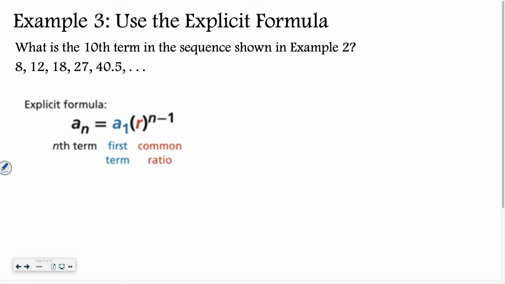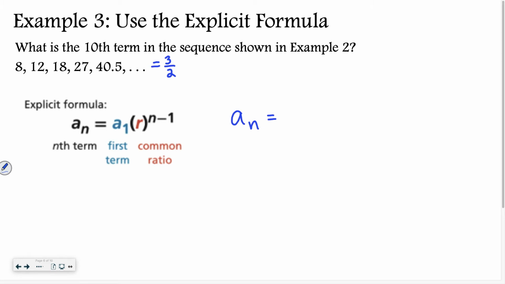Okay? So again, we're using that same sequence, 8, 12, 18, 27, 40.5. So that means that my ratio is the same. It's still 3 over 2, my common ratio. But this time we're going to write an explicit formula. So you always leave A of n, because remember, that's where we get to plug in later when we're trying to find the 100th term or whatever term. In this example, we're trying to find the 10th term. But for now, I'm going to leave it A of n.